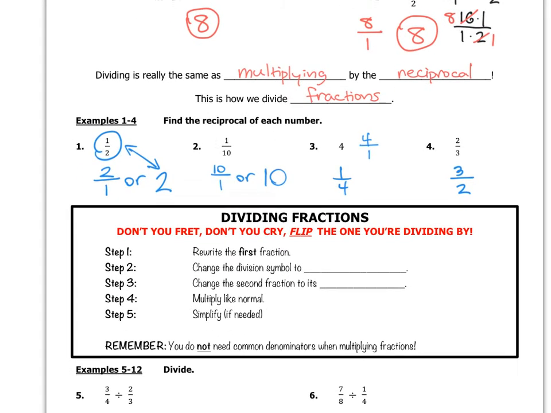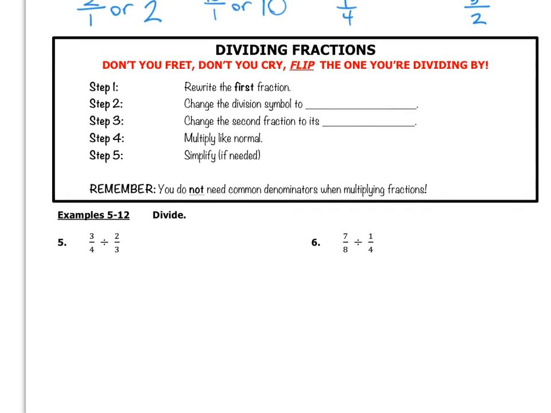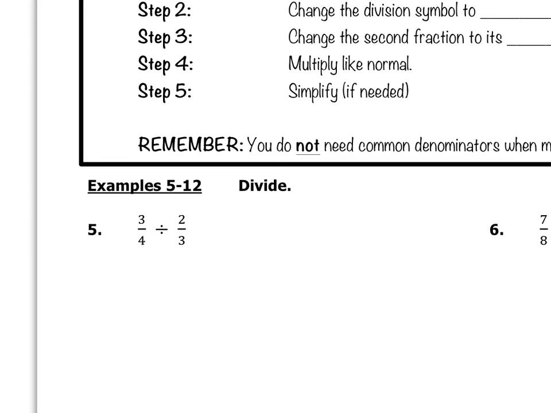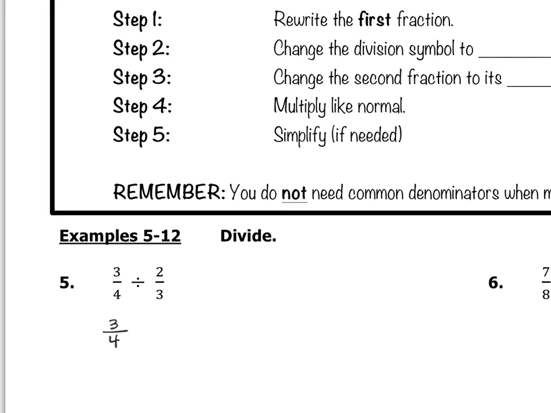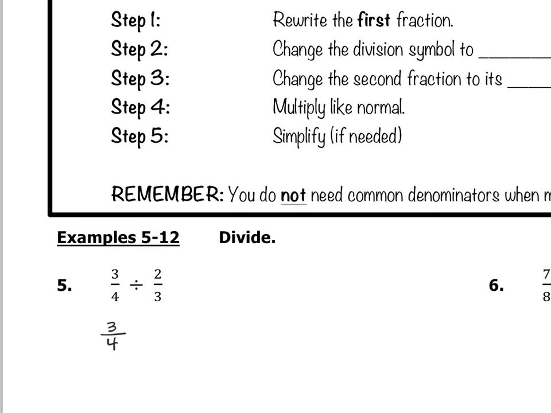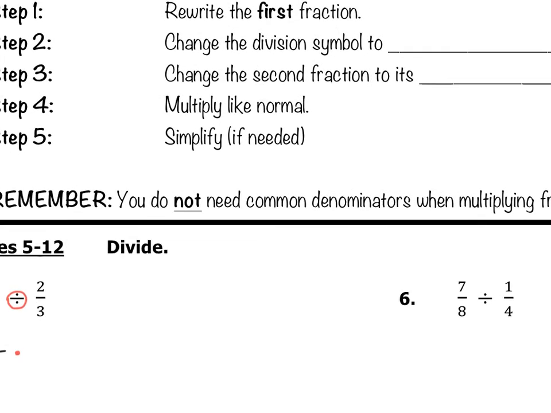So now I want to jump down to the examples, and we'll fill in this box with the steps for dividing fractions as we work through our first example, which is number 5. So on number 5, I have 3/4 divided by the fraction 2/3. My very first step for this problem is going to be rewriting the first fraction, which is 3/4. So that's step 1. We always rewrite the first fraction just as it is. Step 2 is going to be to change our division symbol to a multiplication symbol. So I'm going to change this from division to multiplication.